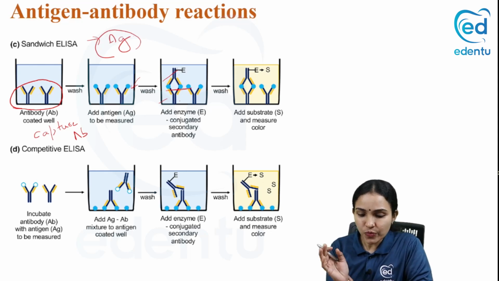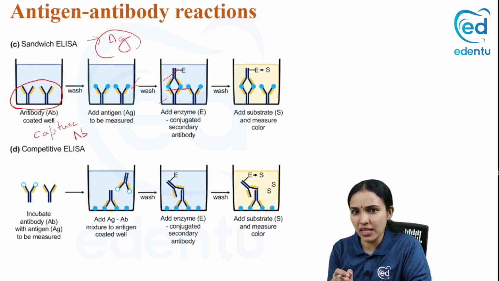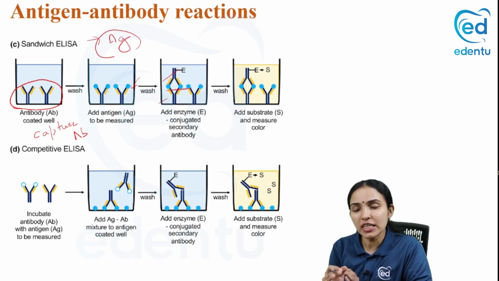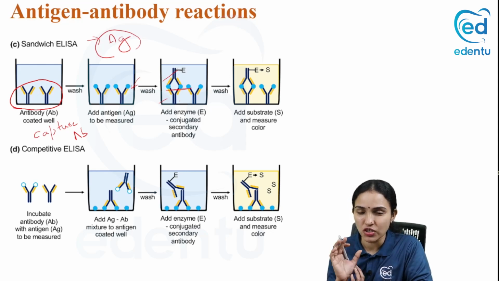That is it. And the last one is competitive ELISA. It may be a little bit confusing, but remember, everything in competitive ELISA is like indirect ELISA. But in competitive ELISA, if color is present in the well, it indicates that the patient's serum doesn't have that particular antigen or antibody.